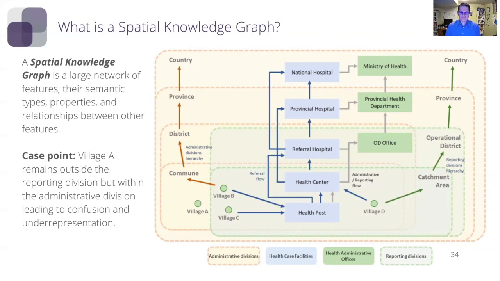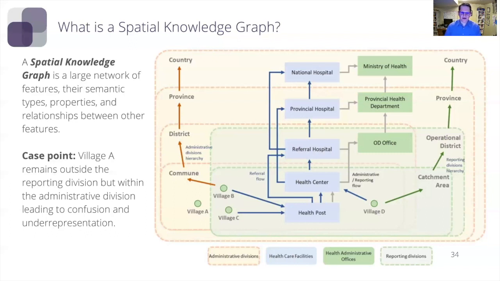So a graph database really is the best approach here. As you can see, these relationships get incredibly complicated. In this example, villages A, B, and C all reside within the same commune, but villages B and C are in a different operational district compared to village A. You can imagine how difficult it is, as these spatial relationships change in one silo, to propagate that information to other silos as well.